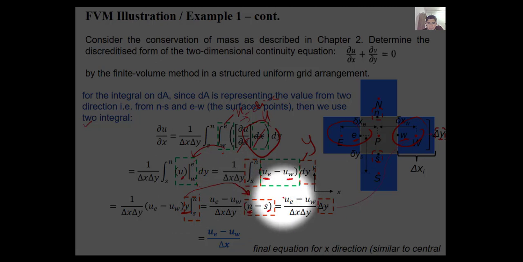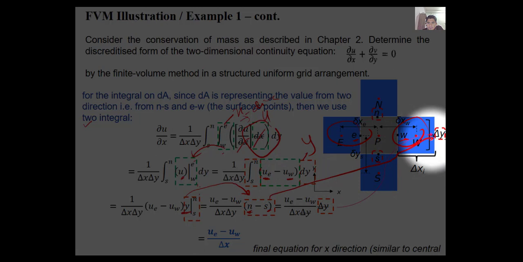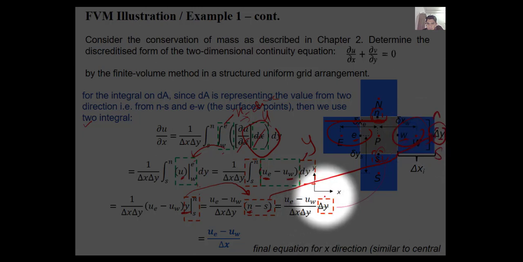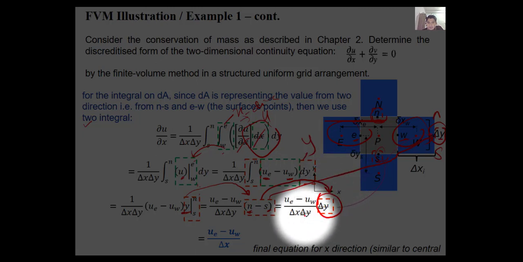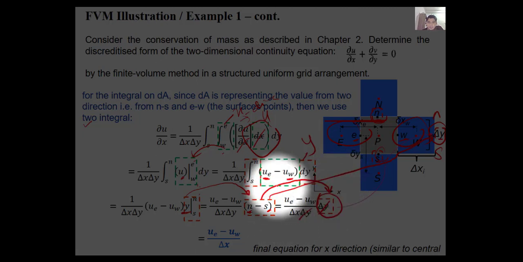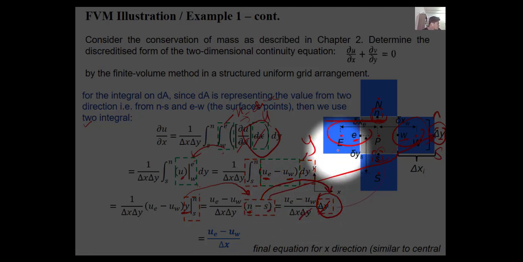And then north and south is actually from here. North, this is north. South, this is south. So you can replace with delta y, depending on the case. So when we have delta y, you can remove delta y with delta y, and then you will see velocity at east minus velocity at west.